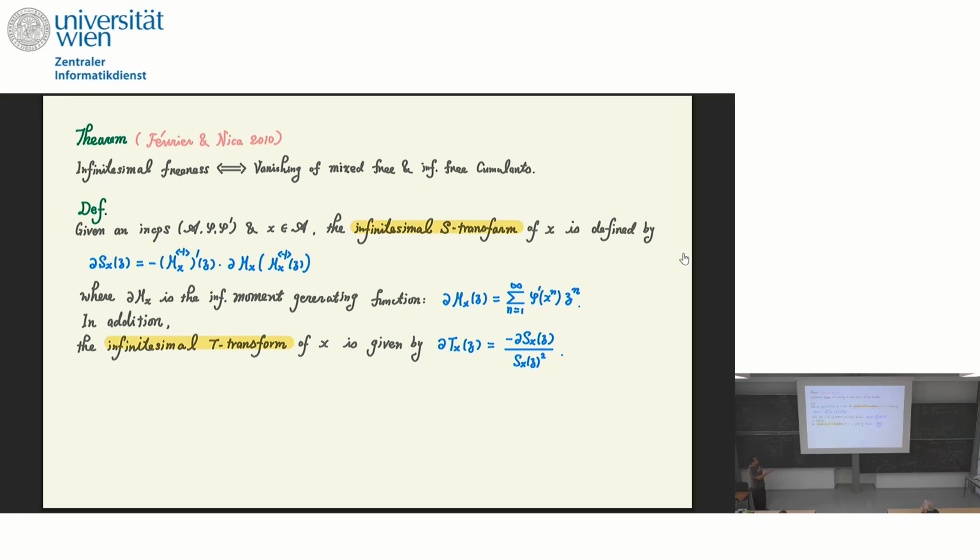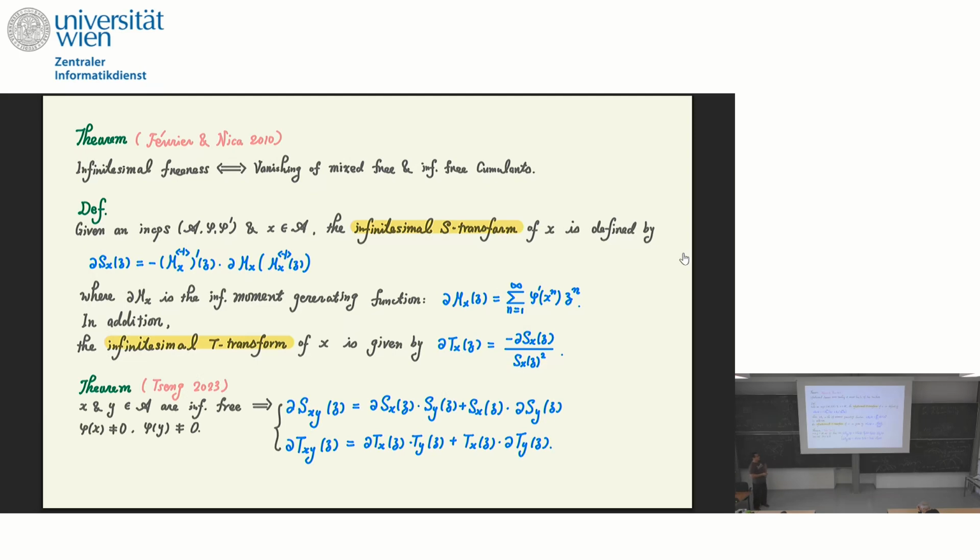And where the m is the moment generating function, and the partial m is just replacing the moments by phi prime instead of phi. And then the infinitesimal t transform is given this way. You can see this is just the formal derivative of 1 over s. Based on this, we have some nice relations for understanding them.